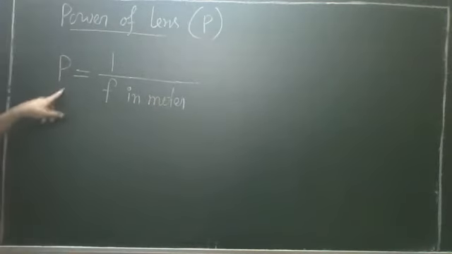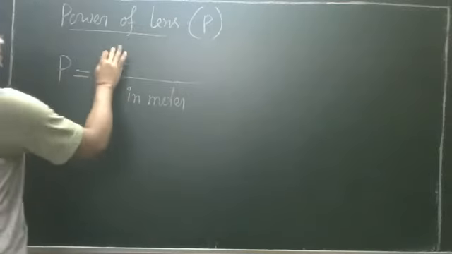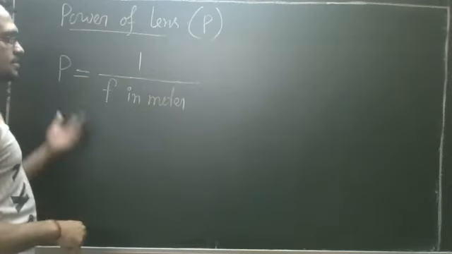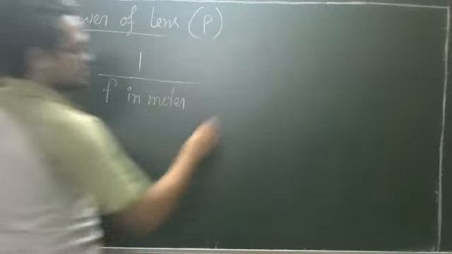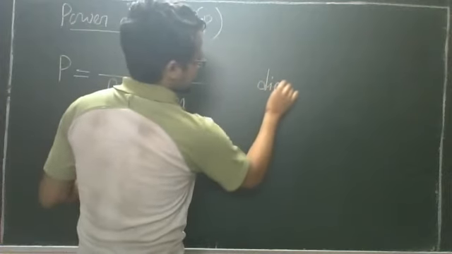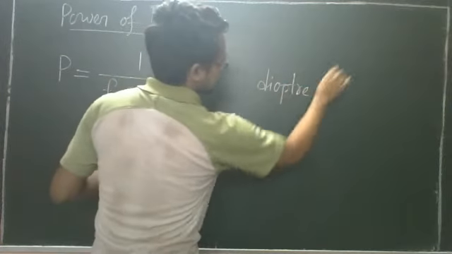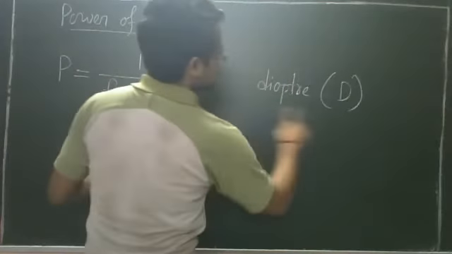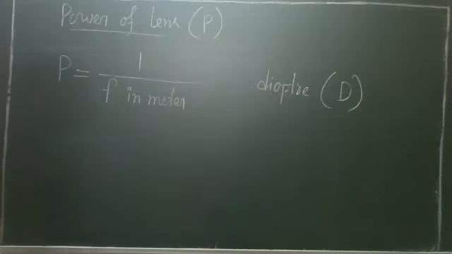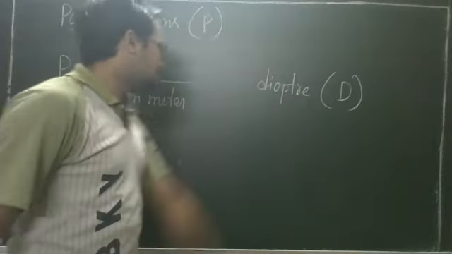So power of lens equal to 1 by f in meter. Then we will get the unit of power, diopter. It is denoted by capital D. This is the unit of power of lens.